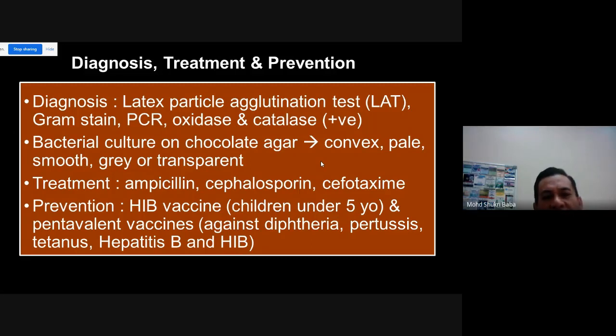Treatment, okay, ampicillin, cephalosporin, and cefotaxime, alright. Prevention, HIB vaccine. Okay, HIB vaccine ni basically kita akan bagi pada children under 5 years old, and also you have a pentavalent vaccine. Pentavalent vaccine ni adalah selepas ni awak akan dengar lagi perkataan pentavalent vaccine, because pentavalent vaccine ni adalah satu jab atau satu suntikan vaksin yang digunakan untuk awak prevent 5 penyakit sekali arung. Alright, which is diphtheria, pertussis, tetanus, hepatitis B, dan HIB yang kita belajar sekarang.